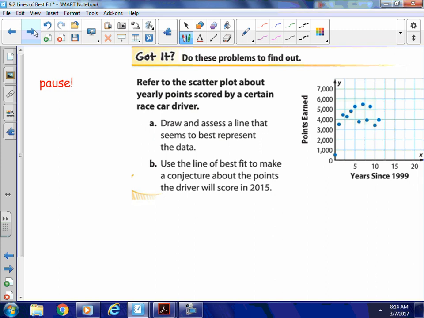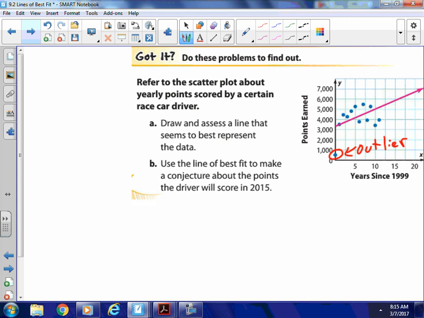All right, you try it. You're going to use this scatter plot. I want you to draw and assess a line that seems to best represent the data. I'm going to give you a hint. Can you see that the data is kind of all over the place? But I'm telling you to draw a line of fit, so try it. So there's my line of fit. What do you think? By the way, wouldn't you call this one right here an outlier? I don't want to use him to help me predict data.